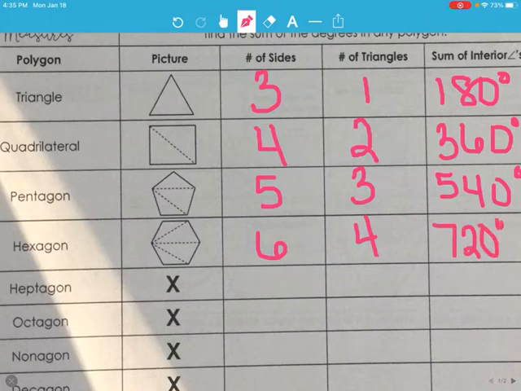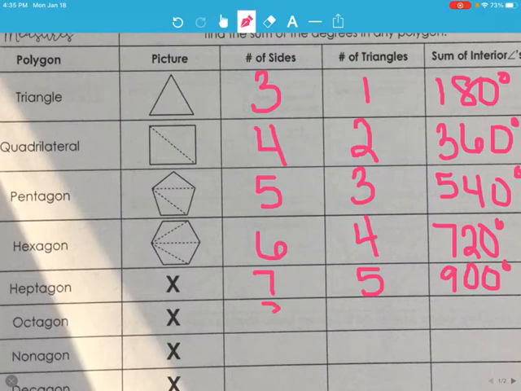As you can see, after hexagon, starting at heptagon, they've stopped giving us a picture because they're hoping we will see the pattern that a heptagon is 7 sides. Since it's got one more side, it has one more triangle within it. And that means 900 degrees, 180 for each of those triangles.